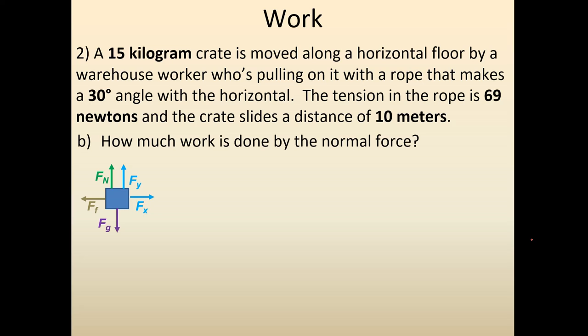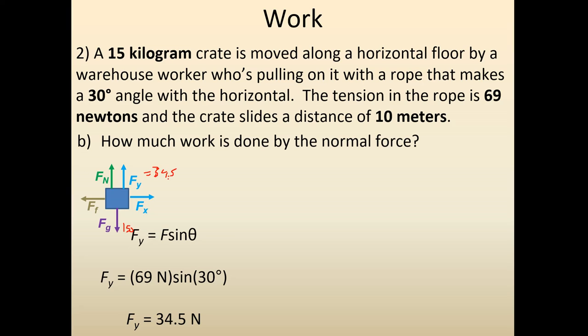All right, so now I need to know the work being done by the normal force. I know that the force of gravity is 150. I can use the y component, F sine theta, to find that this has to be 34.5. So to find the work being done by the normal force, this just means that I have to put in the normal force for F. So the work done by the normal force is the normal force times the displacement times the cosine of the angle between those two.